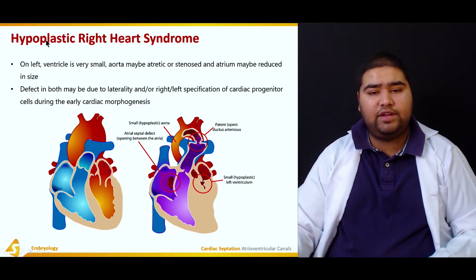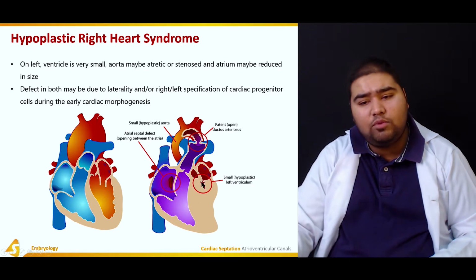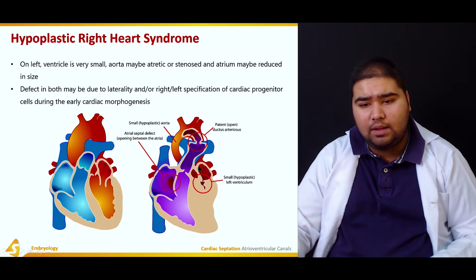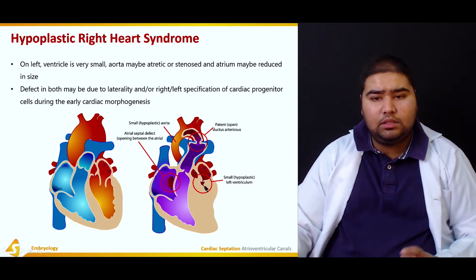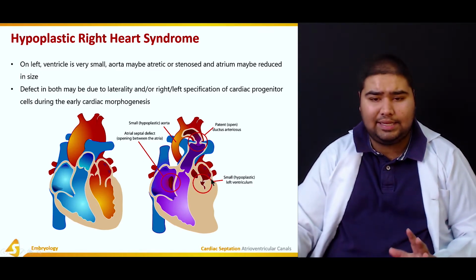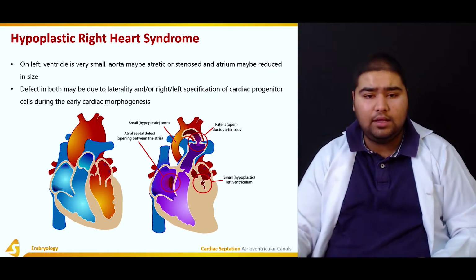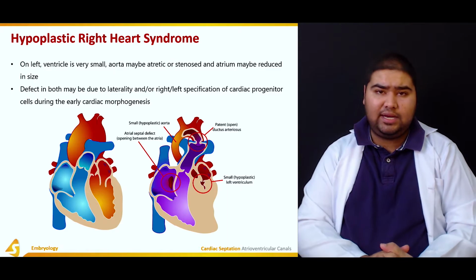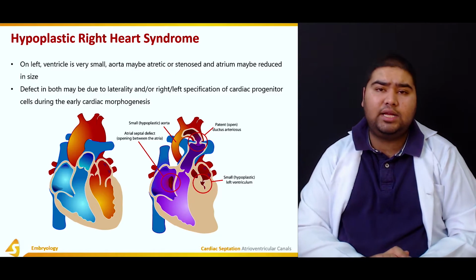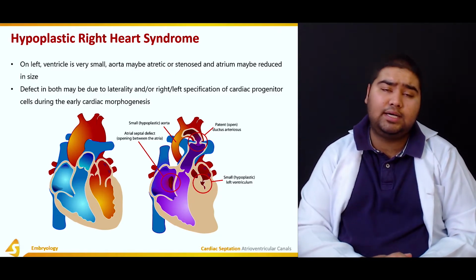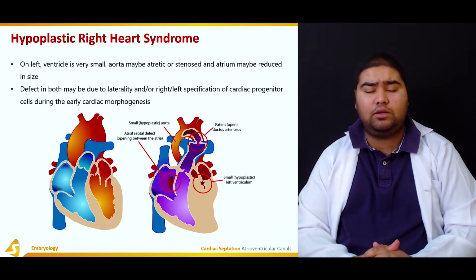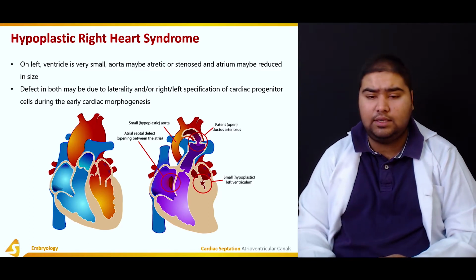On the left, the ventricle is very small. Here you can see a very small ventricle. The aorta may be atretic. This is the atretic aorta. Here you can see. Or stenosed, and the atrium may be reduced, and the atrial size has also been reduced. It can be clearly seen in the figure. Defects in both may be due to laterality sequences, and or right-left specification of the cardiac progenitor cells did not occur during early heart morphogenesis. So again, the cause lies with laterality or the specification of the right-left sides of the heart.